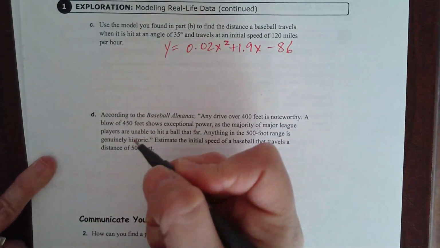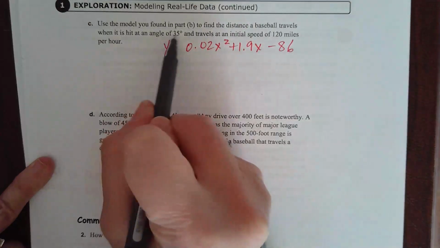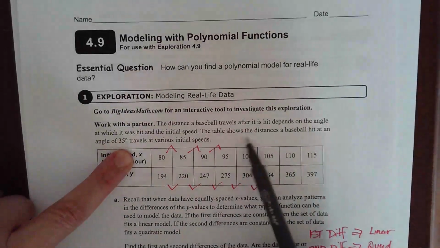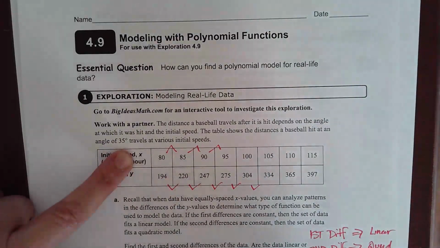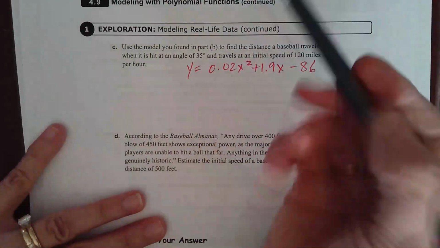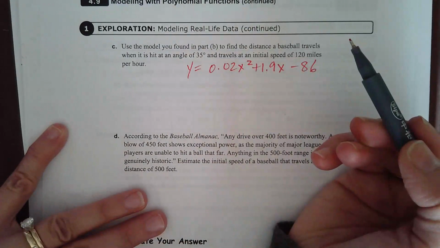So I want to show you what you're doing here. 35 degrees actually has no bearing because that was part of our original question. I don't know if you read it, but basically it said the table below shows the distances a baseball is hit at an angle of 35 degrees. So we don't really have to worry about that part, but the part I want you to pay attention to is the 150 miles per hour.